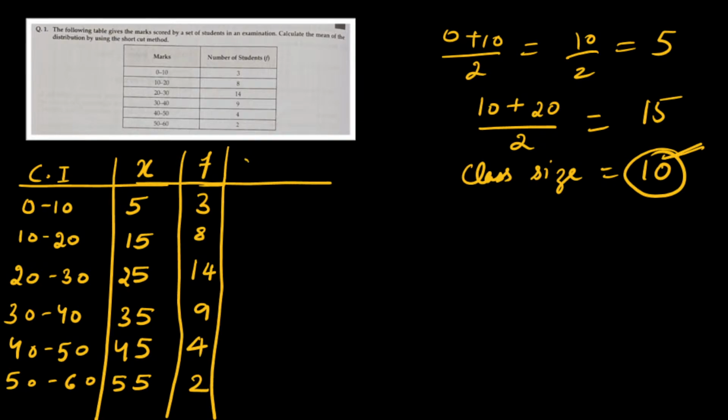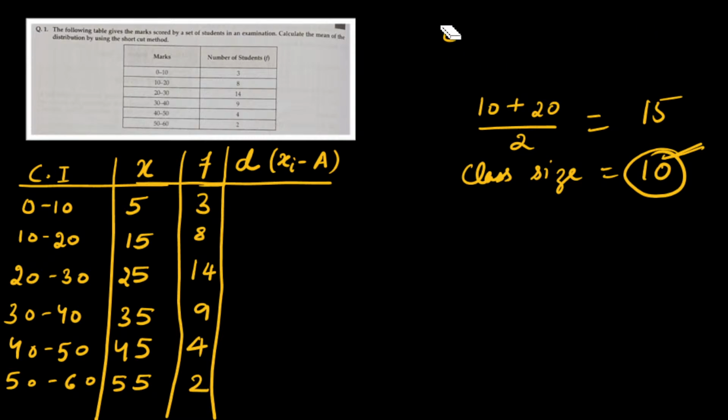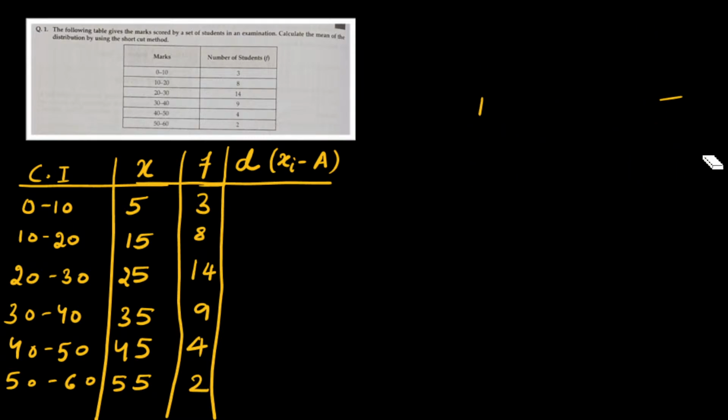Now in this one we have to find deviation. We write it as D. Deviation we'll find by x minus a, where a is known as the assumed mean. Assumed mean from class mark we have to decide. I'll be writing here as well: A is known as assumed mean.